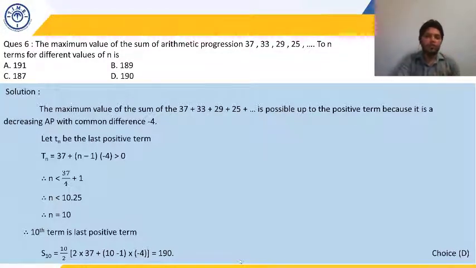So let us suppose Tn to be the last positive term, and how do we calculate any nth term? A plus n minus 1 d. We have just plugged in the formula. So n should be less than 10.25. Obviously a 0.25 term would not be there. Terms are integers. So the last term which we can take is the 10th term. So we can take 10 terms. So for the sum of 10 terms, we can use the formula n by 2 into 2a plus n minus 1 d, to get the sum of all those 10 terms. So the answer is 190. So 190 is the maximum value of the sum of this AP. I hope it is clear to each of you.